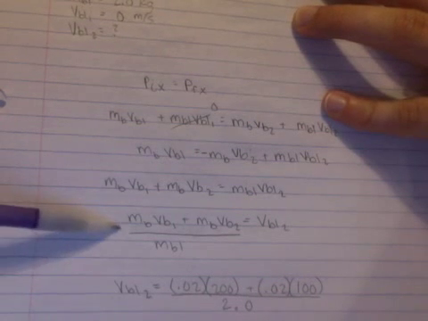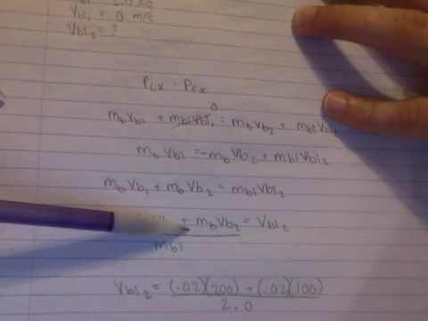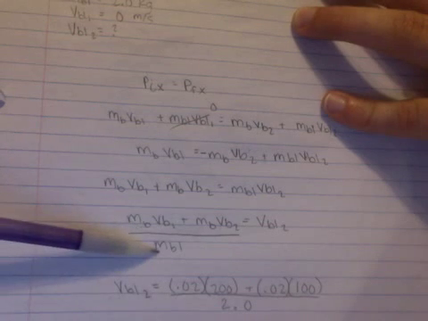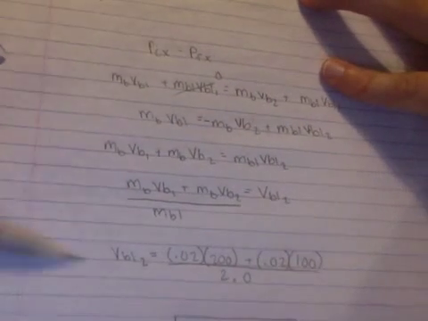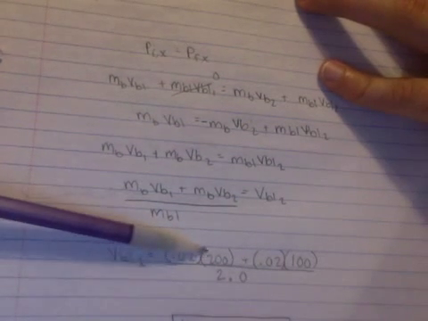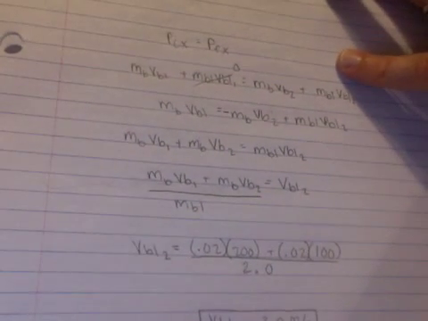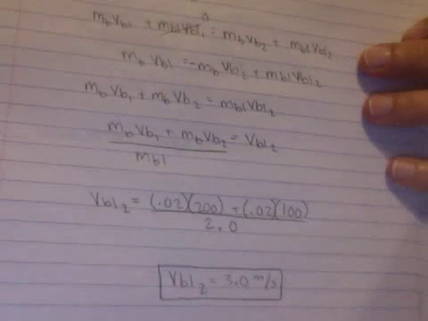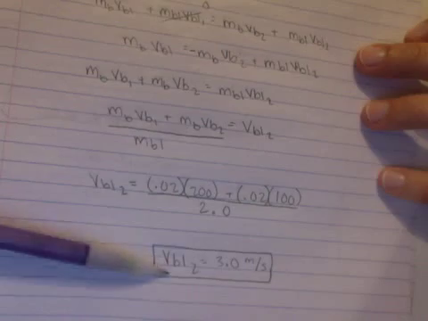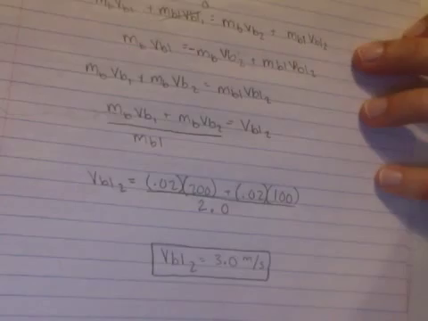So after rearranging the equation, we get mass of the bullet times velocity of the initial bullet, plus mass of the bullet times the velocity of the bullet final, divided by the mass of the block. Once you get this, you have 0.02 kilograms times 200 meters per second, plus 0.02 kilograms times 100 meters per second, divided by the mass of the block, which is 2 kilograms, and we get the velocity of the block comes out to be 3 meters per second after it was hit by the bullet.